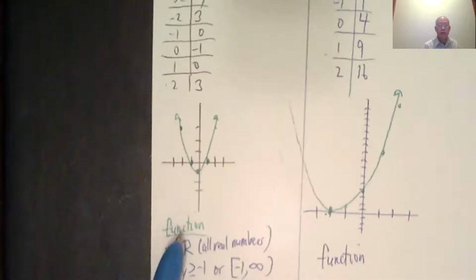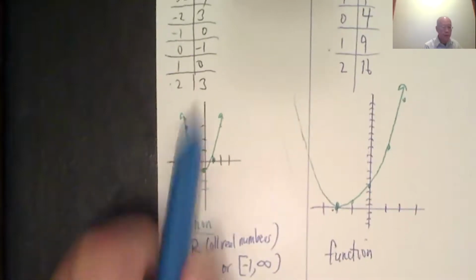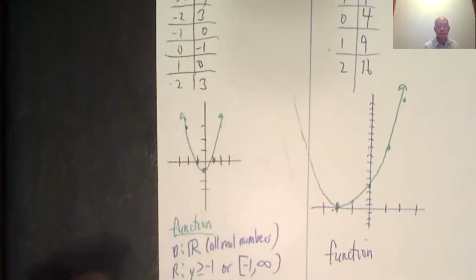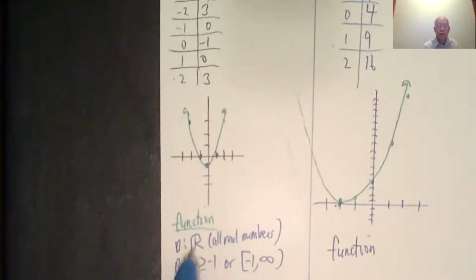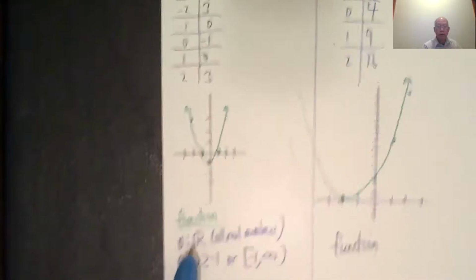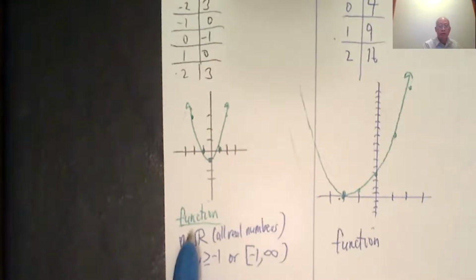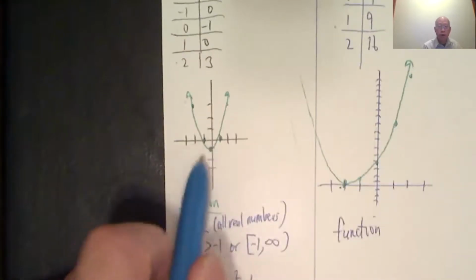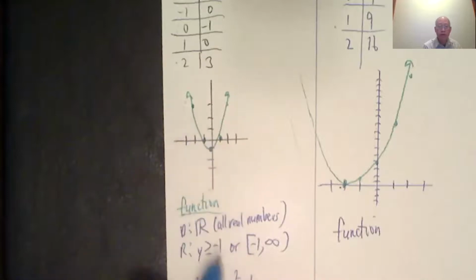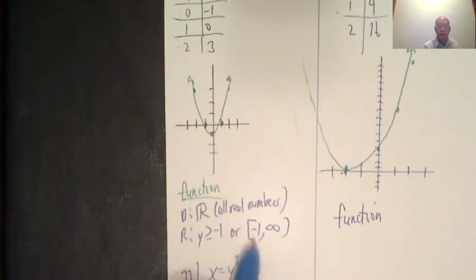Looks like this. It is a function. It looks like it passes the vertical line test. The domain is all real numbers. The way you can write all real numbers is with this funny looking R. Okay, so any x is allowed. For the range, y has to be greater than or equal to -1, or you can write it in interval notation like so: bracket, -1, comma, infinity, and a parenthesis.